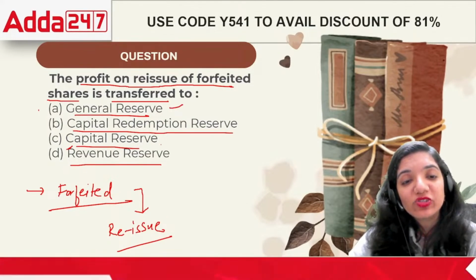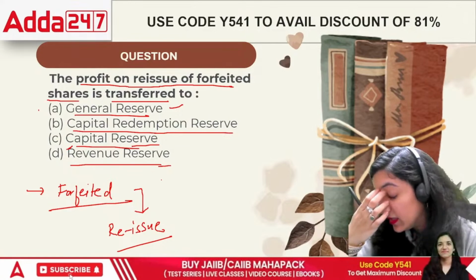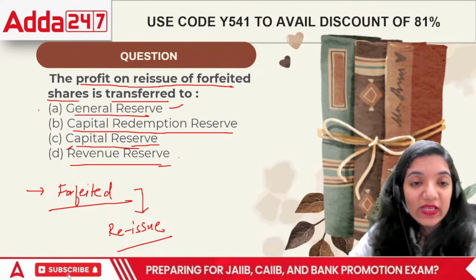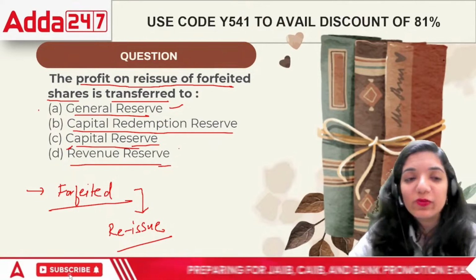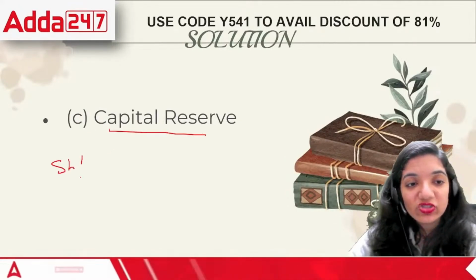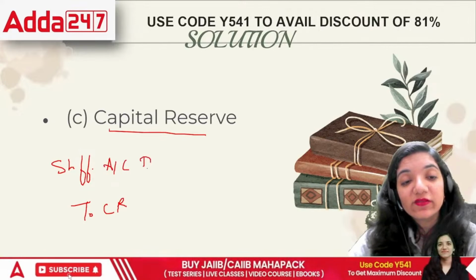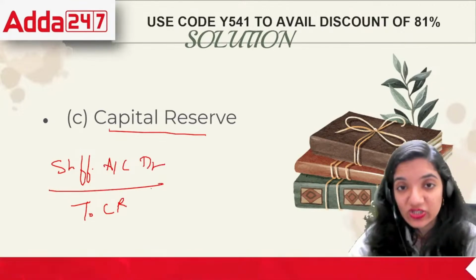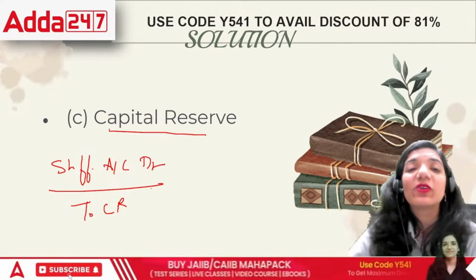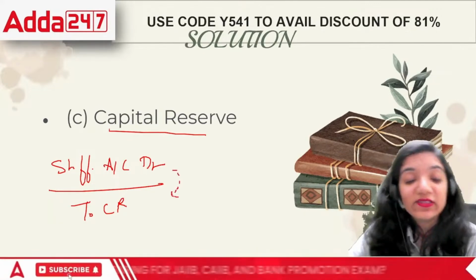If we reissue those shares to someone else, what will it be called? General reserve, capital reserve, or revenue reserve. In this case, the profit on reissue will be taken to the capital reserve. The particular journal entry is share forfeiture to capital reserve. Whatever excess we have got, we can give a discount to the next shareholder, but if we don't give that discount, the entire amount will go to the capital reserve itself.